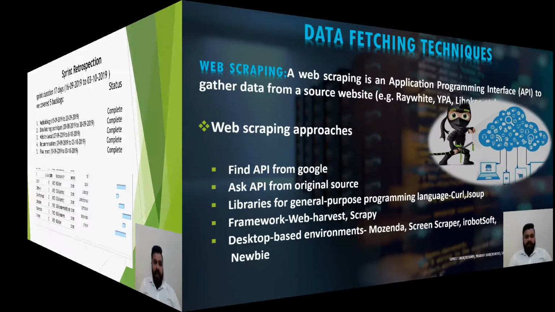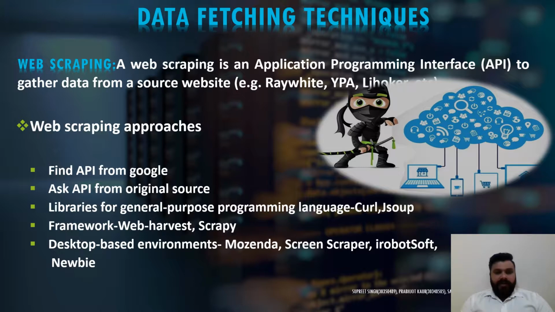Now, so far in this project, my work in this sprint is data fetching techniques. So I found out various data fetching techniques. If we need to get data from different websites on a single website, there are a lot of methods. One is web scraping. Web scraping uses an application program interface to gather data from source websites like Ray White, YPA, LJ Hooker, Raine and Horne, and so many other property management agencies.